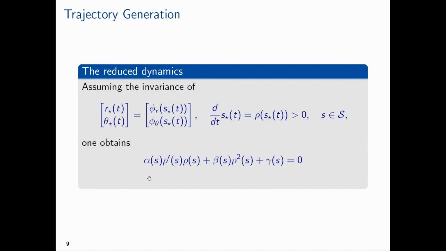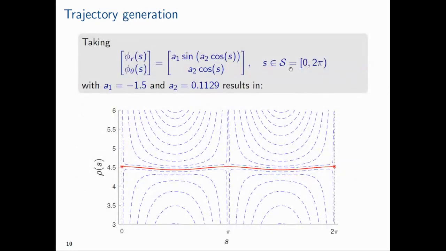Now, if for a choice of these functions we can find a solution of rho which is positive for all points connecting the endpoints of the nominal trajectory for a choice of s, then this is a feasible solution of the mechanical system. As an example, we took phi r and phi theta as shown here, so some trigonometric polynomials in which s simply goes from 0 to 2 pi. Now, with the choice of constants shown here, the found solution for rho is shown here as the unique positive solution bridging 0 and 2 pi. But since the system is mechanical, we of course also have a corresponding negative solution.